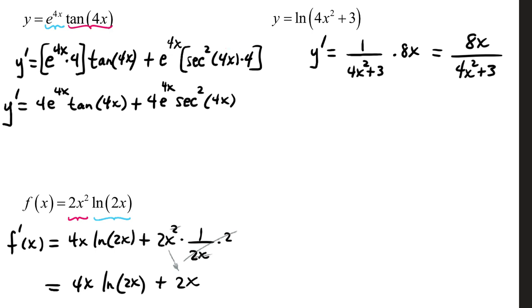Cleaning this up, we have 4 e to the 4x tangent 4x plus, don't forget that little 4 out here, 4 e to the 4x secant squared 4x.